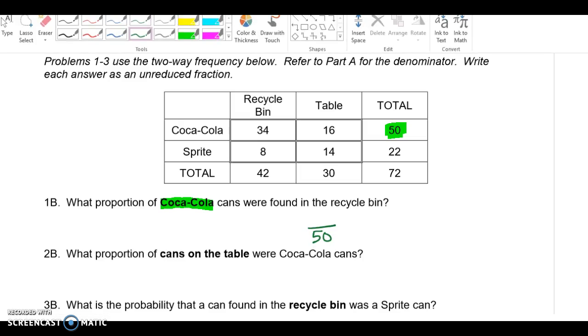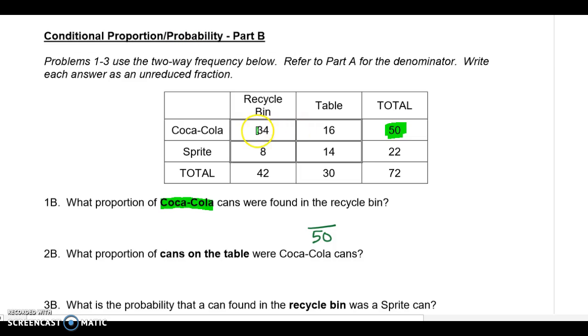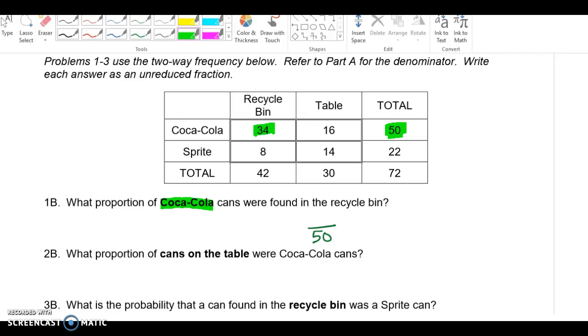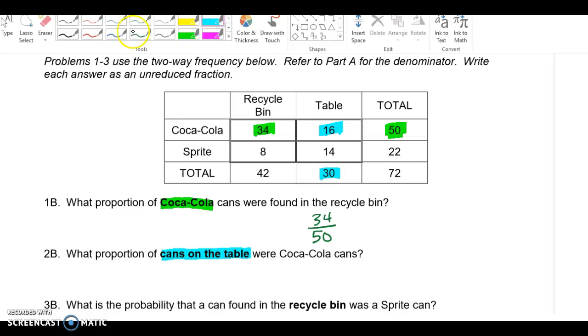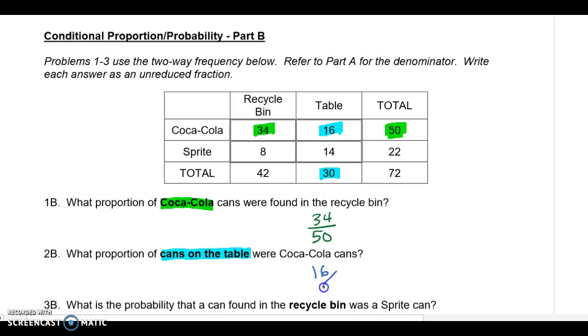Then I want to know how many were in the recycling bin. And so it's 34. Out of those 50 Coca-Cola cans, 34 of the 50 Coke cans were in the recycling bin, where they should be. Part B, what proportion of cans on the table? So we're looking for a different group now. Cans on the table. And so that is 30 were Coca-Cola. 16 of those. So our fraction then will become 16 out of 30.